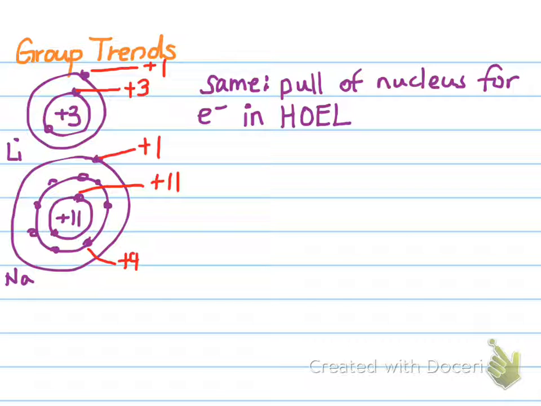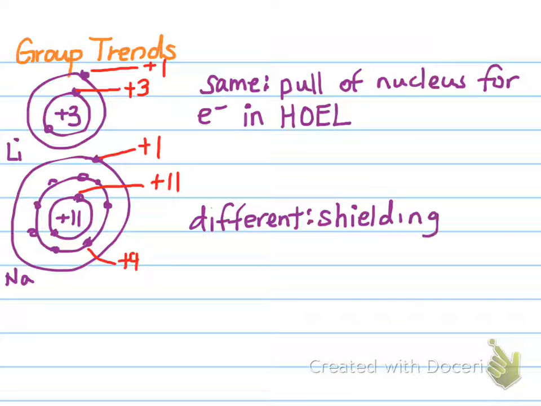that's kind of staying the same. In terms of what's different, right, the shielding is different. For lithium, there's a shielding effect of 2. For sodium, there's a shielding effect of 10. Because that shielding is different, that's what's leading to the pull of the nucleus for the electrons at the highest occupied energy level to stay the same. Okay?